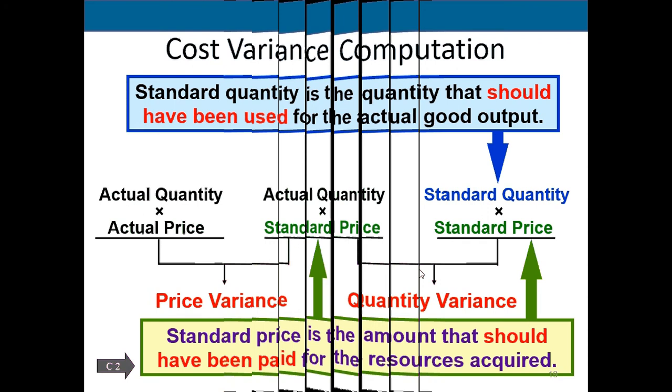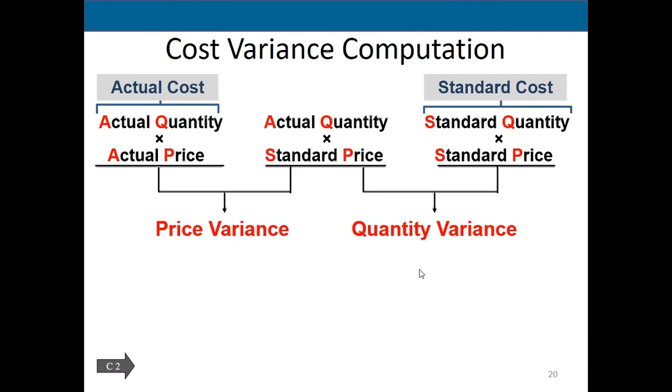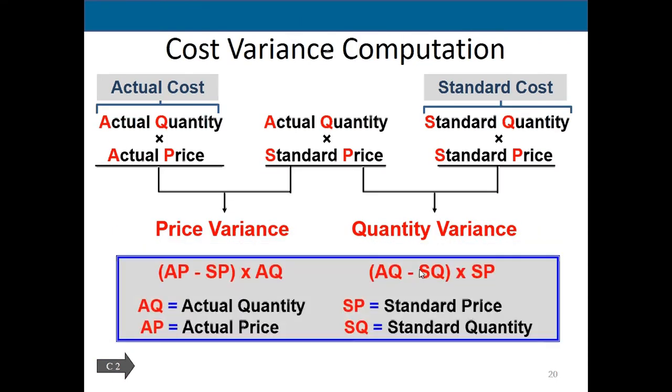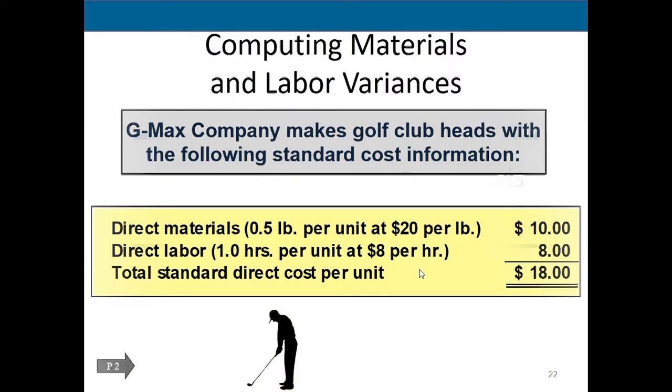That's it. So again, the cost variance computation, this is where the publisher went crazy and said, let's use variables, AP minus SP times AQ. Forget it. Don't do it. It's not worth trying to keep that in your head. We can think about words. We don't have to think about acronyms for this kind of class at all. All right, so computing material and labor variances. Let's get into the examples, because there's nothing like practice to help you get this done.